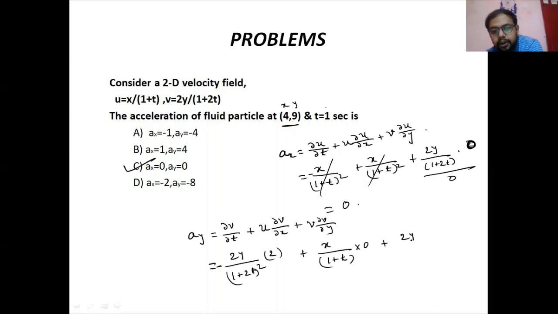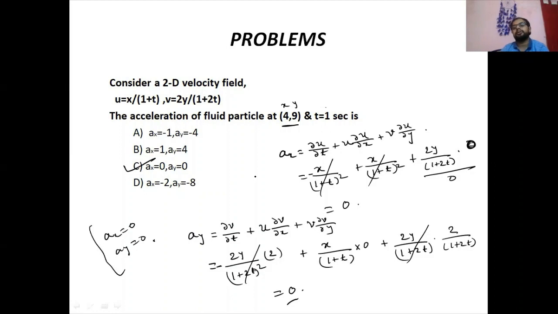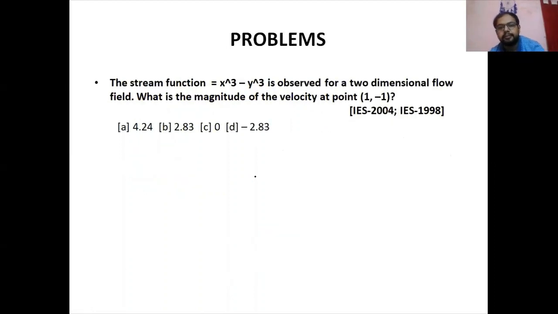And v is 2y plus 1 plus 2t, into 2 by, so 4y. These two are the same, so it will also become 0. So ax is 0, axy is 0, ay is also 0. So that is the answer for this question. It's just a calculation, nothing more in this problem.